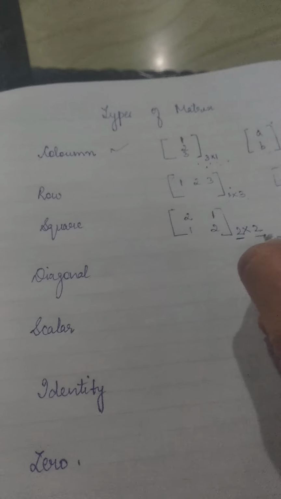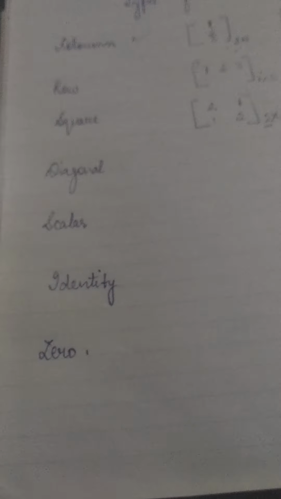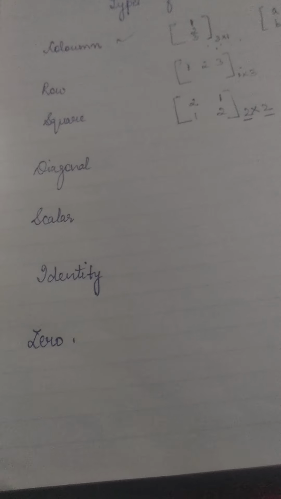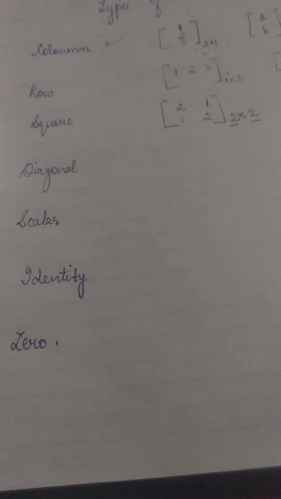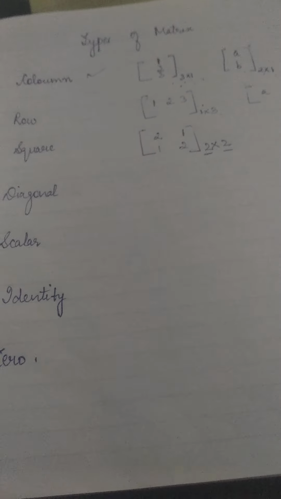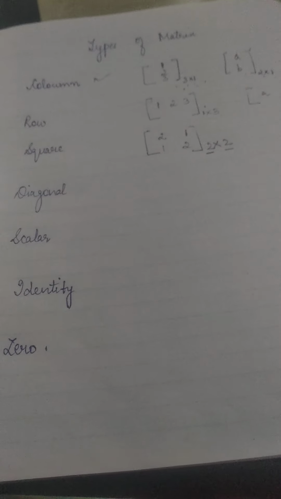Remember, here the number of rows and the number of columns are exactly the same, and that's why it is referred to as a square matrix. Since by definition it has the same number of rows and columns, a square matrix can be 3 by 3, 4 by 4, or 1 by 1. That is, a matrix having just one element is also referred to as a square matrix.